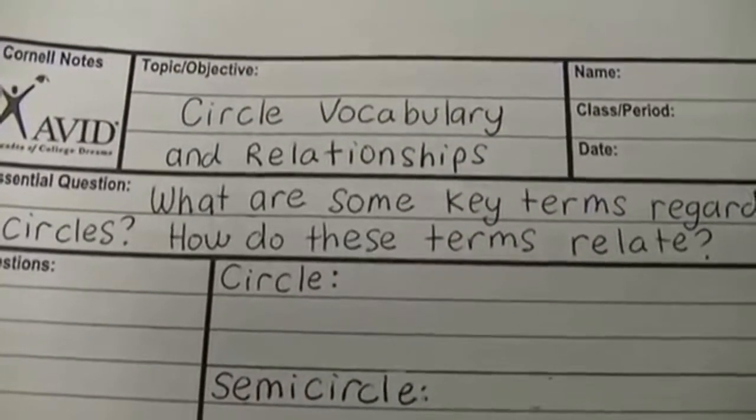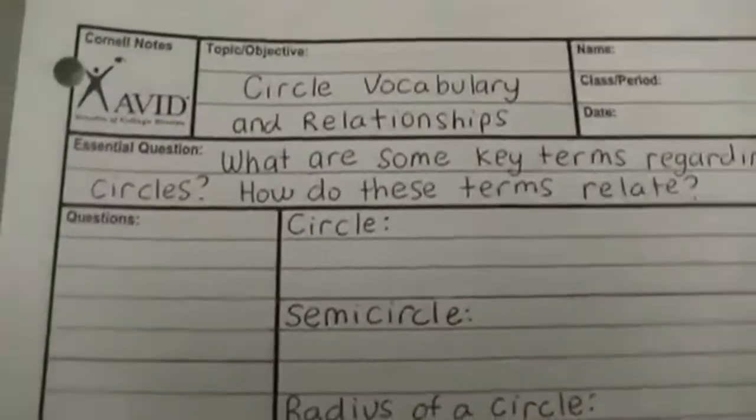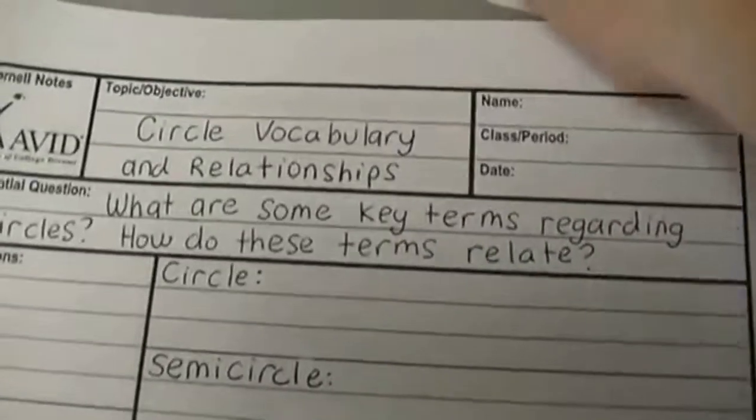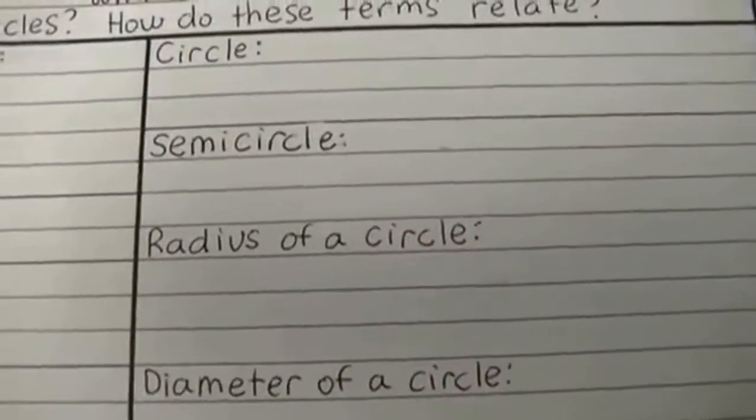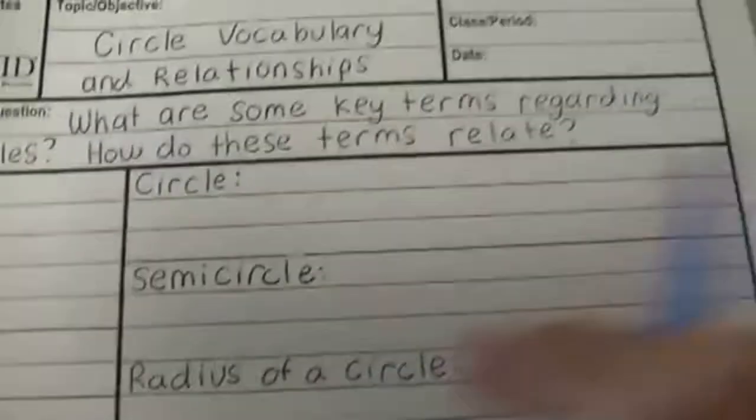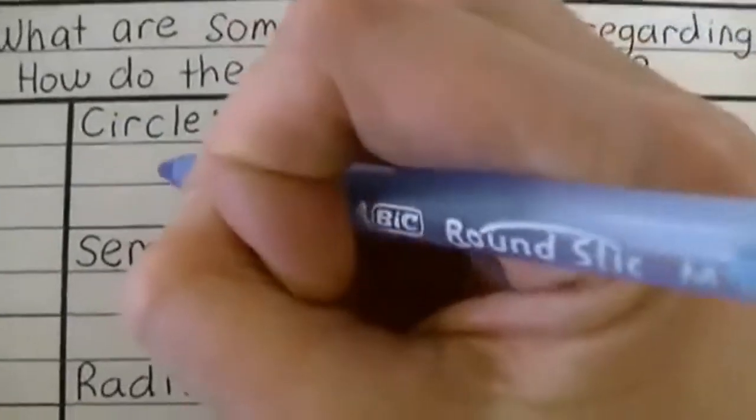Today you'll be learning about circle vocabulary and relationships. Essential question: what are some key terms regarding circles and how do these terms relate? So we'll start off with these general definitions involving circles, and the first one is circle. So go ahead and just try your best to draw a circle.